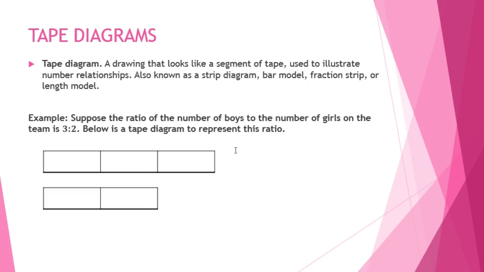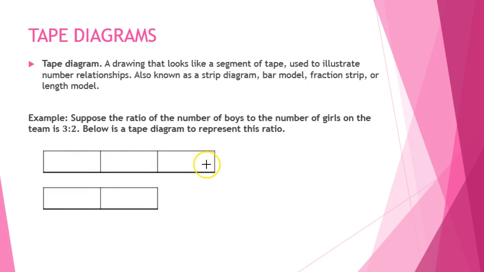Tape diagrams, which is a review from a previous lesson. Tape diagrams, a drawing that looks like a segment of tape used to illustrate number relationships, also known as a strip diagram, bar model, fraction strip, or length model. Suppose the ratio of the number of boys to the number of girls on a team is 3 to 2. Below is a tape diagram to represent this ratio.